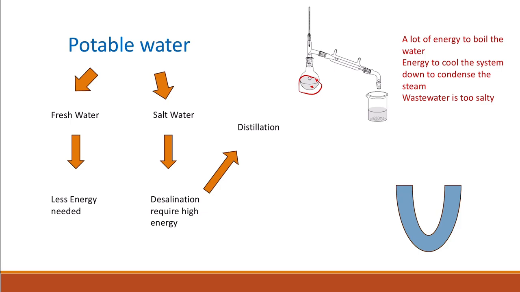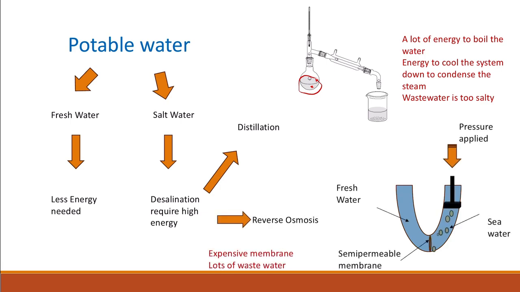So it's harmful to the environment. The other process is reverse osmosis. In reverse osmosis, we put the seawater and apply pressure, and then we use a semi-permeable membrane. When you apply the pressure, the semi-permeable membrane will only allow the water molecules to pass through but not the salt. So this is why it's called reverse osmosis, because water will move but not the salt.